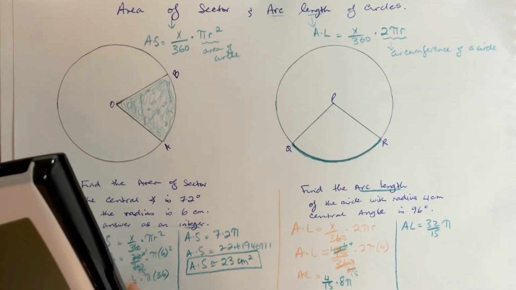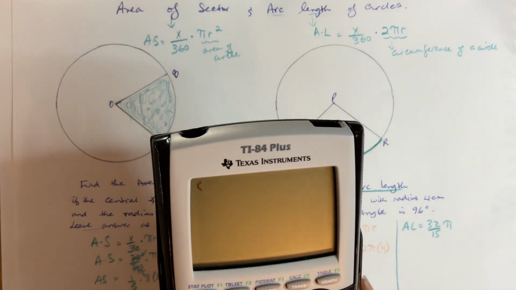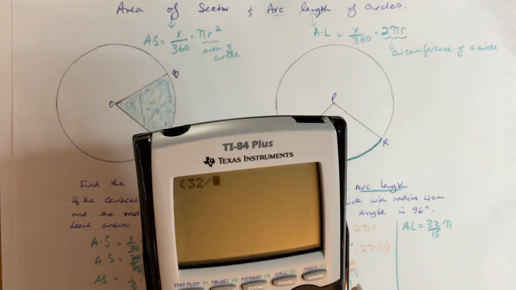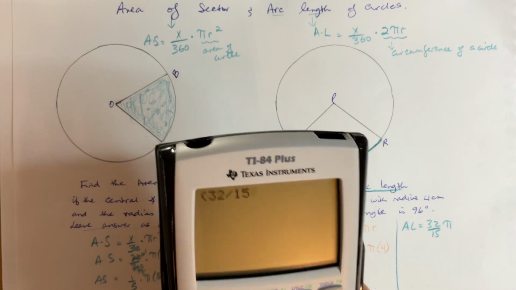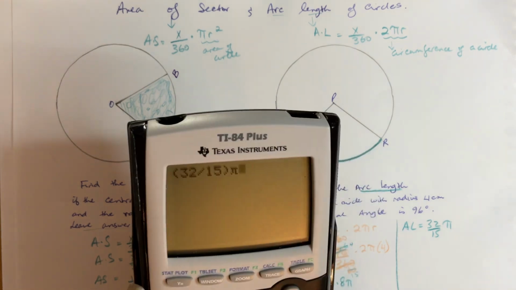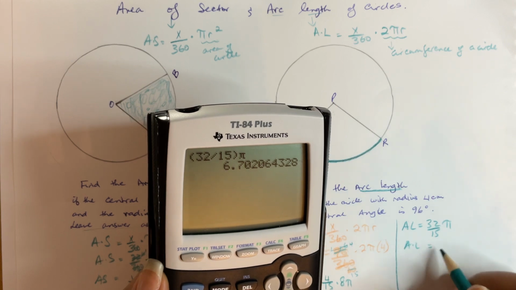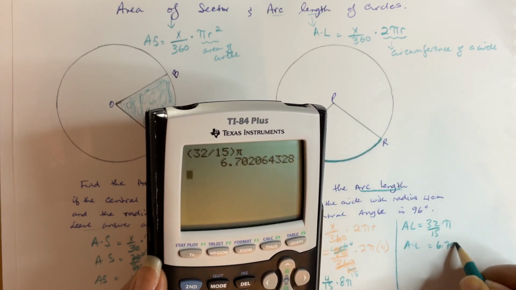We can do 32, parentheses, 32 divided by 15, close parentheses, second function pi, equals. AL is approximately 6.702.